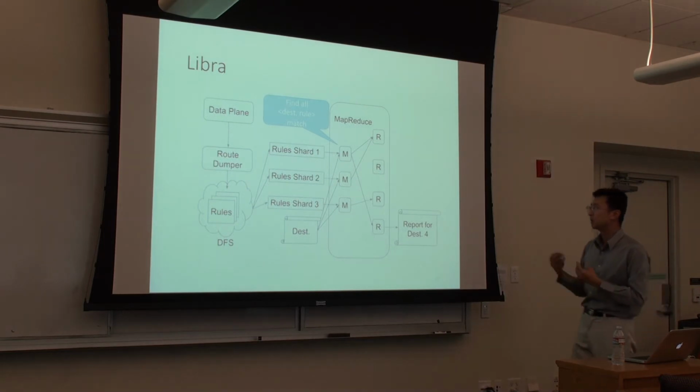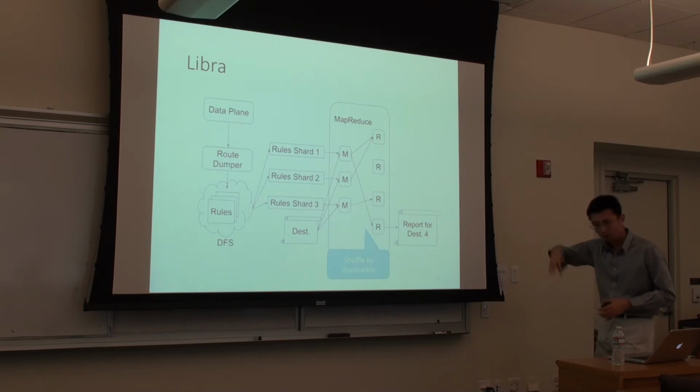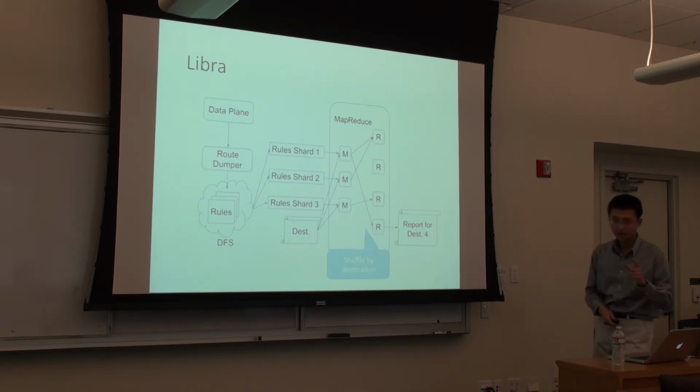The good thing about MapReduce is that mappers just need to output all these intermediate results, destination and rule matches. Then MapReduce will shuffle all the intermediate results by their keys, which in this case means shuffling by destination, so that each reducer gets all the intermediate results sharing the same key, sharing the same destination.